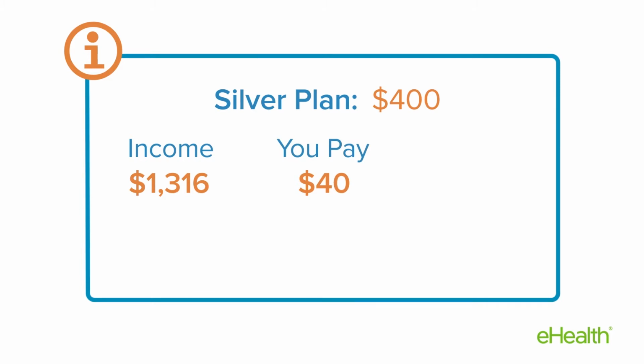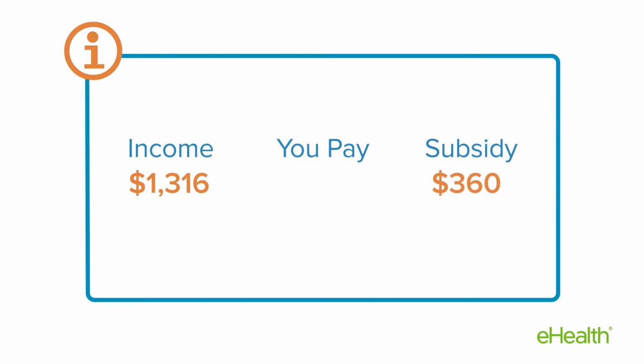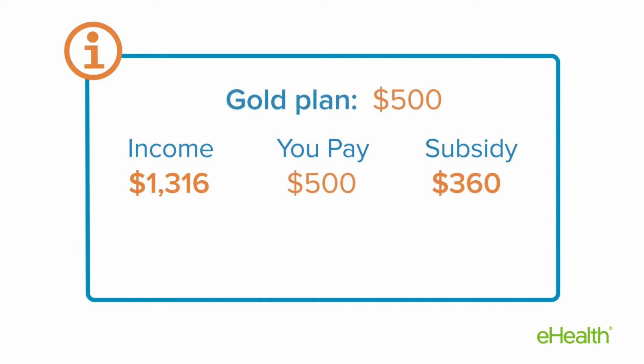So if the second least expensive silver plan costs $400, then you pay $40 for that plan, and your subsidy amount is $360. But what if you decide to buy a gold plan instead, and the cost of that gold plan is $500? Well, now you take the same $360 subsidy and apply it to the cost of the $500 gold plan. Now you're paying $140 for your health insurance.